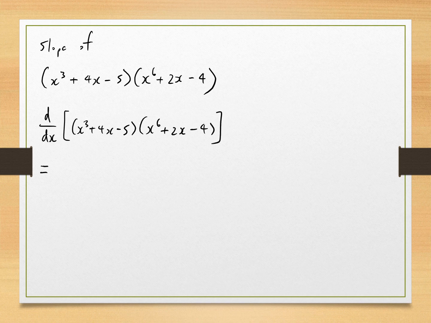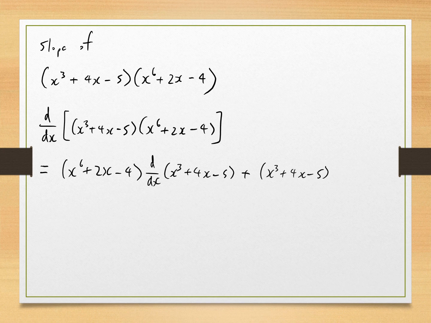You can use the product rule, and it says that the order you differentiate does not matter, as long as you differentiate both functions in turns. So I'm going to use the second polynomial multiplied by the derivative of the first polynomial plus the first polynomial multiplied by the derivative of the second polynomial. Right?